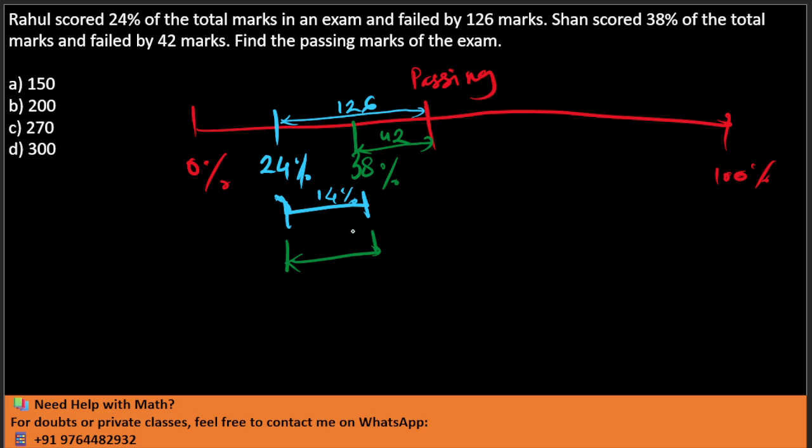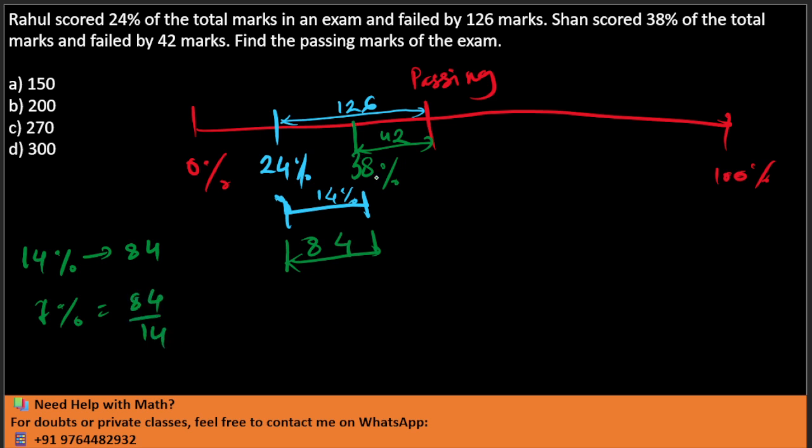So it will be 6 minus 2 is equal to 4 and 84, right? So this 14% equals to 84 marks. So let's write here 14% equals to 84 marks. Therefore, now we need the passing marks. So what I'm doing here is, if 14% is equal to 84, then 1% will be equal to how much? 84 divided by 14.